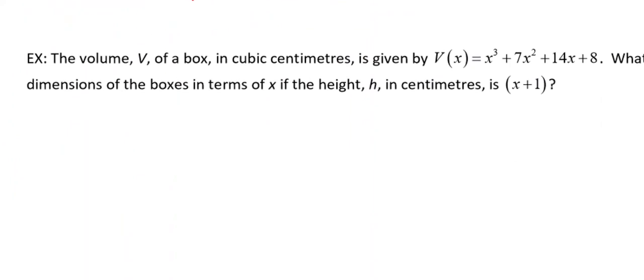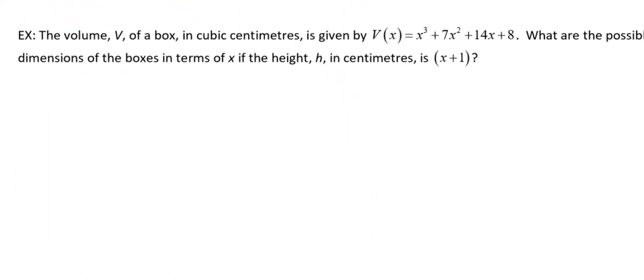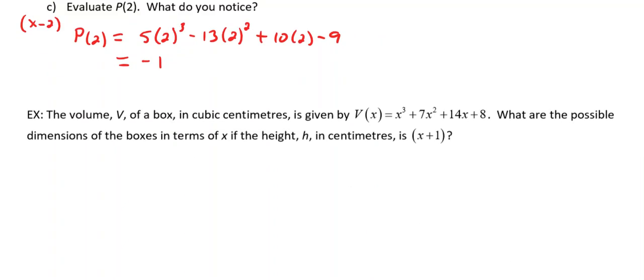All right, next one. Now let's put this to some practical use. Quite often this is volume, and the reason for it is the volume of a cube or a rectangular prism is length times width times height, so that's 3 factors. If we had a polynomial that had a degree of 3, I could rewrite that as 3 different factors. So quite often it has to do with volume when we do these.